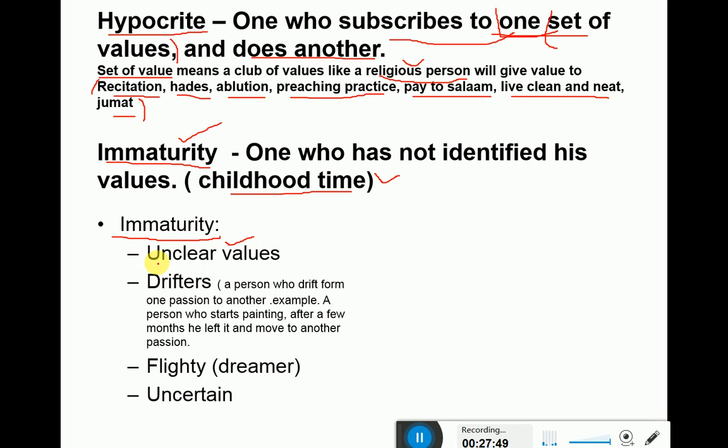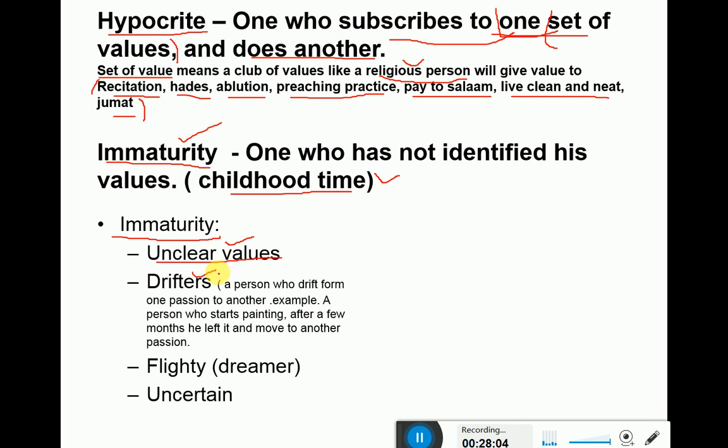And next is uncertain. Uncertain simply means unspecific. I don't know what exactly I have to do. That is called an uncertain person. So immaturity creates traits such as unclear values, drifting, being flighty and uncertain.